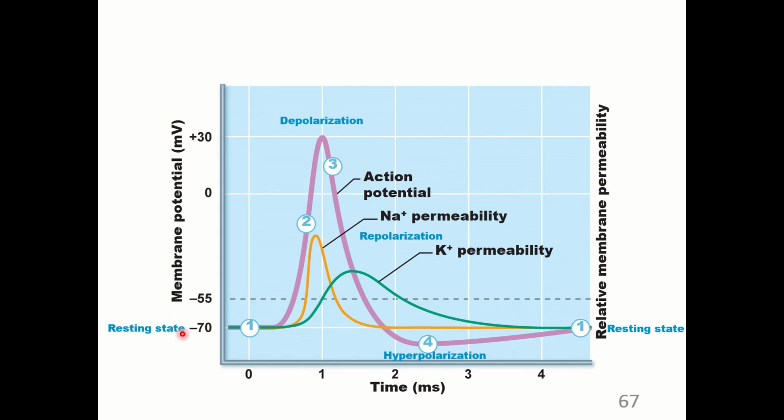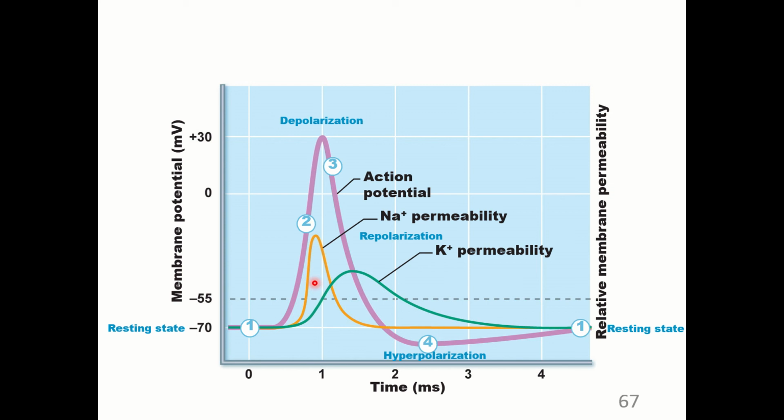This graph shows the negative 70 millivolts and the negative 55 threshold. So when you're answering your study guide questions, negative 70 millivolts is the resting state of the neuron. Negative 55 millivolts is the threshold of the neuron. So it's different than the muscle. So here we see the action potential where we have our depolarization wave followed by our repolarization wave and our hyperpolarization, and then we get back to our resting state.